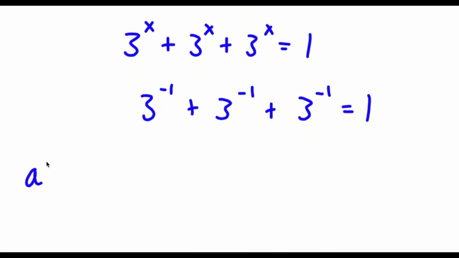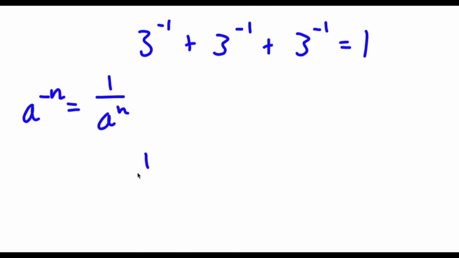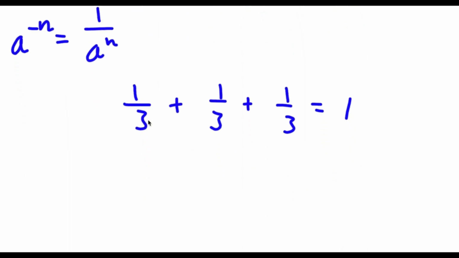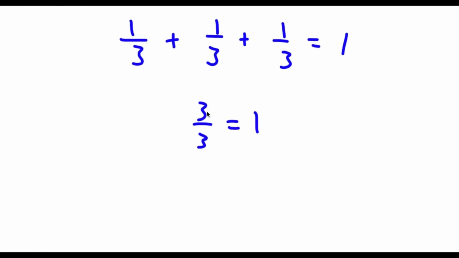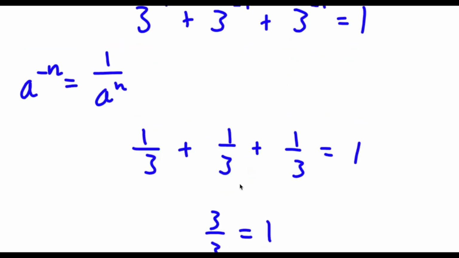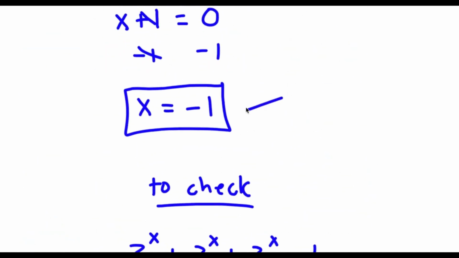Now if I have something in the form a to the power of negative n, this is the same thing as 1 over a to the power of n. So 3 to the power of negative 1, that's going to equal 1 over 3 plus 1 over 3 plus 1 over 3, which is equal to 1. Now 1 over 3 plus 1 over 3 plus 1 over 3, that's equal to 3 over 3, which is equal to 1. So I have 1 over 1, 1 equals 1, which is right, so my solution is right.